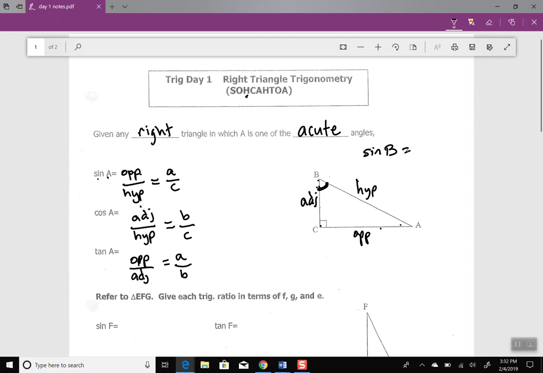So sine, SOHCAHTOA, is opposite over the hypotenuse. If I label these again, little a, little b, little c, the opposite side is b, and the hypotenuse is c. So again, that's different from what the sine of angle A was. Sine of angle A was opposite over hypotenuse, that was a over c, but that's going to be different for angle B. That's a different relationship of sides. That's going to be b over c, or opposite over hypotenuse there. Okay, so it does change.